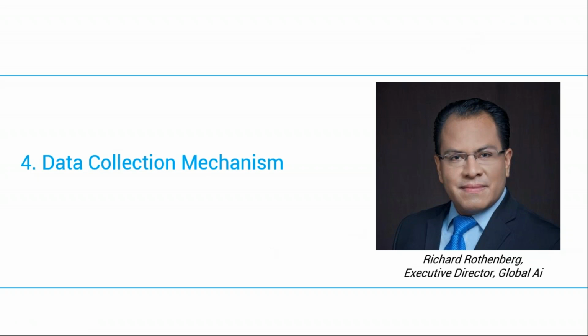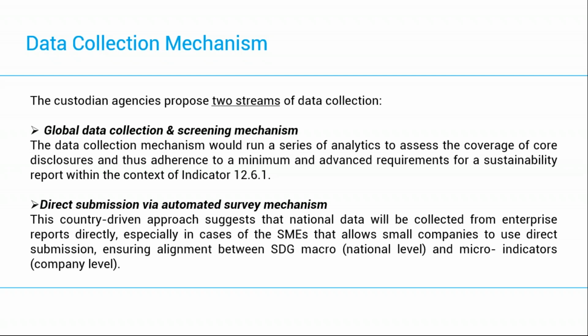So I'm going to speak about the data collection mechanism for this indicator 12.6.1. If we could please go to the next slide. Essentially, we're going to have a workflow that includes two different streams. One uses a combination of machine learning and natural language processing to analyze reports submitted by companies and use the minimum and advanced requirements to assess if they qualify to be counted for the indicator. And this is going to be done in multiple languages. Besides English, we're looking at French, Russian, Spanish, among others.